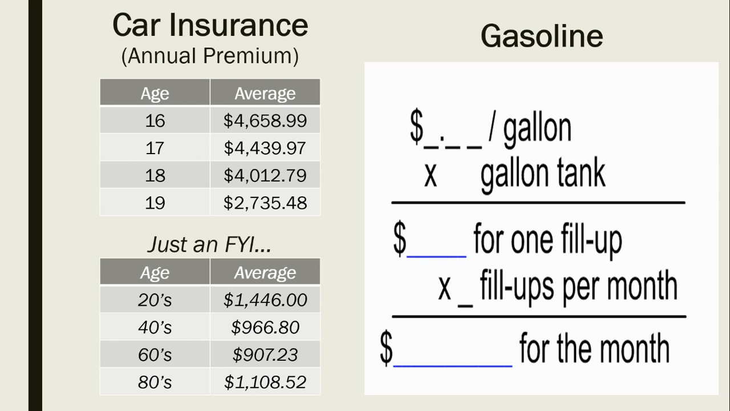So if I'm looking at 16-year-olds, 17-year-olds, 18-year-olds, 19-year-olds, on average, you would take 17, divide that by 12, and that would get you potentially your monthly insurance. I know that you guys statistically are a little more risky drivers.